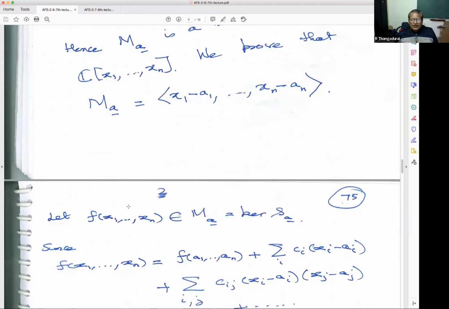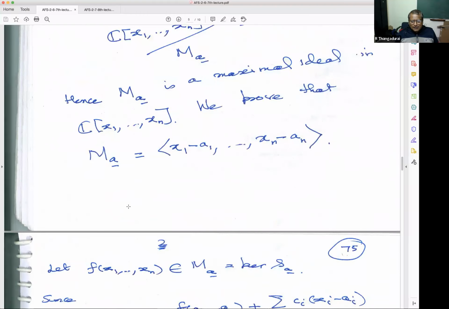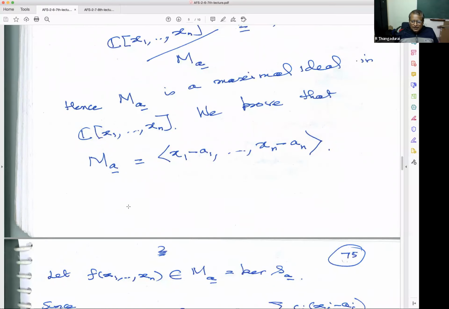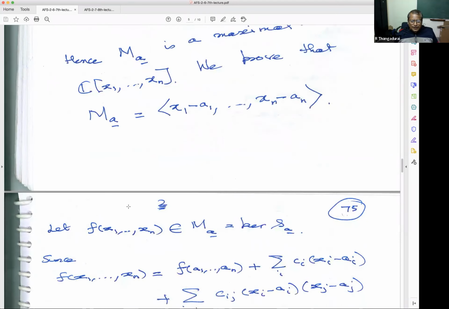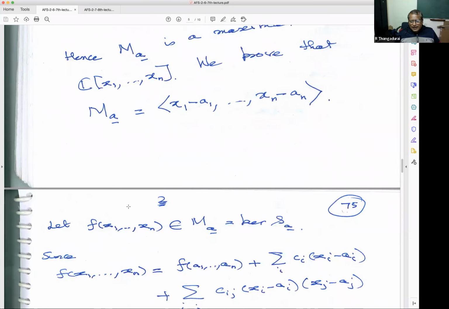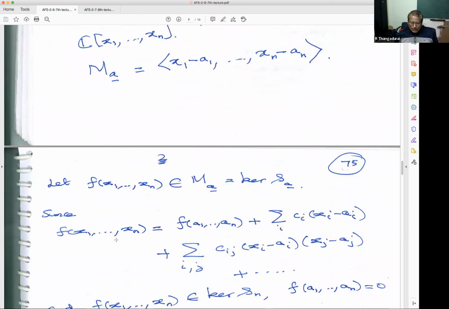So for that, first we take any element in the maximal ideal. We call it f(x1, x2, ..., xn), which is in the kernel of the substitution homomorphism. Yesterday we have already seen that any polynomial in n variables we can write this way: instead of xi, you send it to xi minus ai. Around (a1, a2, ..., an), in a neighborhood kind of, you are rewriting the given polynomial.